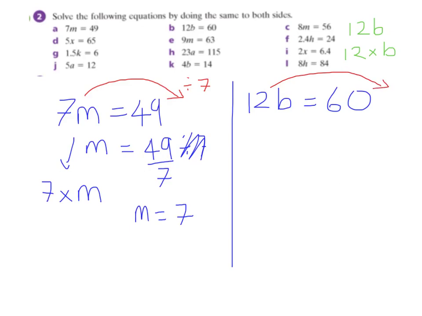So I've got 12 times b, okay? So what is it when it goes the opposite? It was times 12 this time, so I do divide by 12. So I write my b down, and then I go 60, how many 12s? Now because we're doing algebra, we tend to write it underneath. So I'm going to write my b down, and say 60, how many 12s?